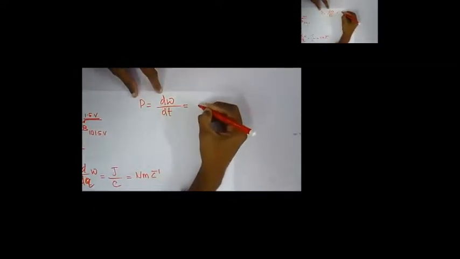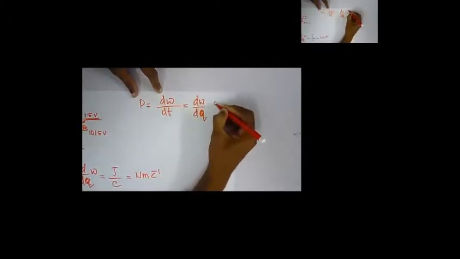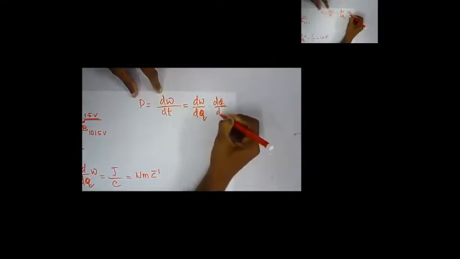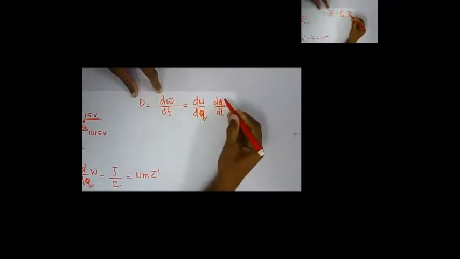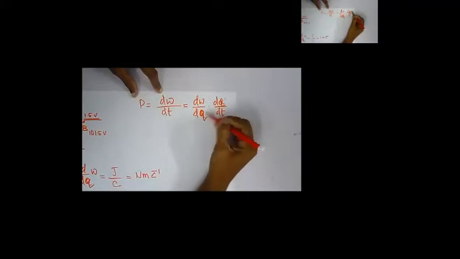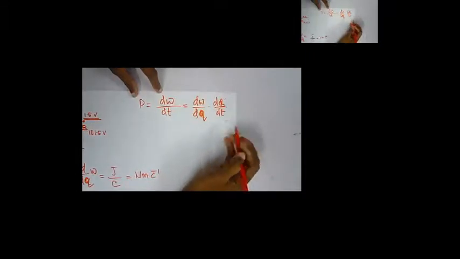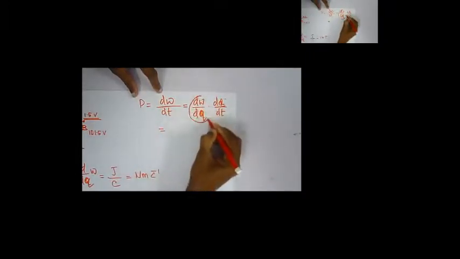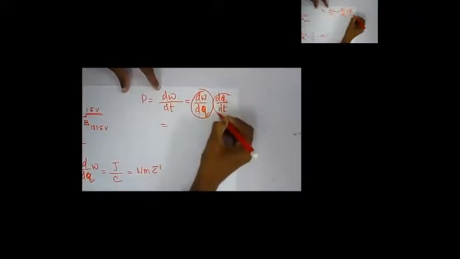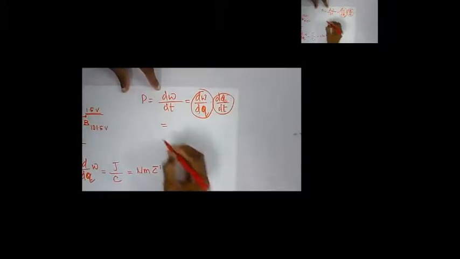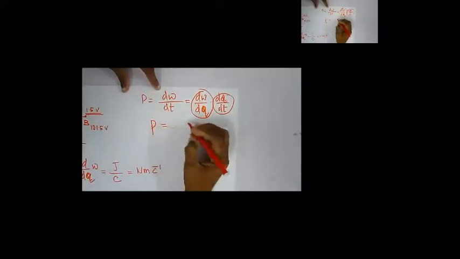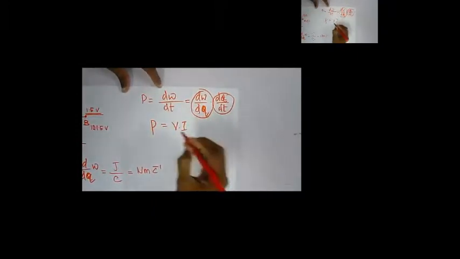I can rewrite this equation as dW by dq into dq by dt. The dq will cancel each other, and then you have dW by dt. Now, what is dW by dq? It is your voltage, and dq by dt will be your current. Hence, I can write my power equal to V into I.